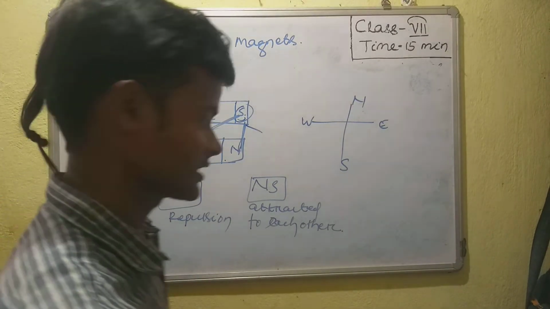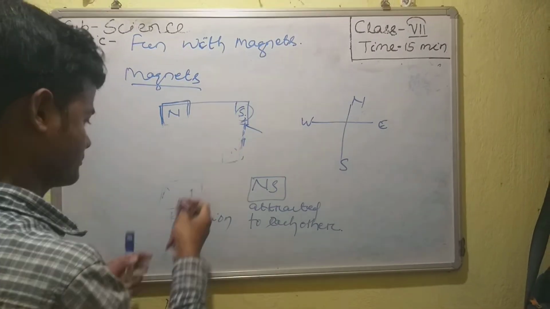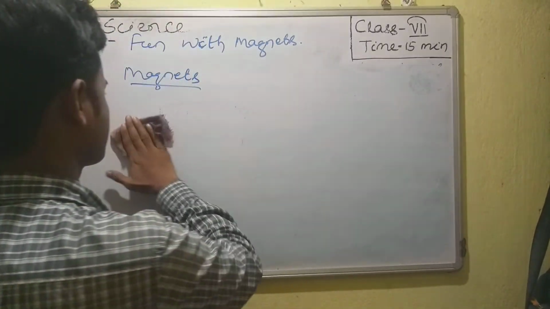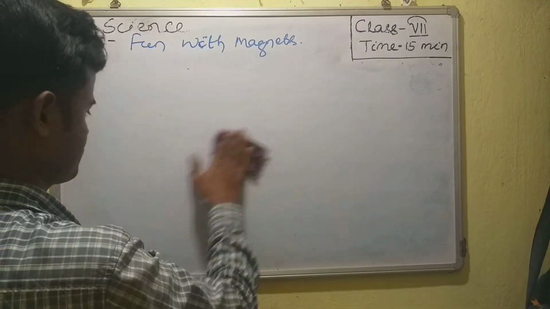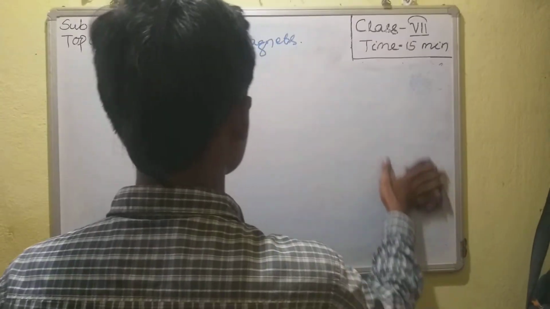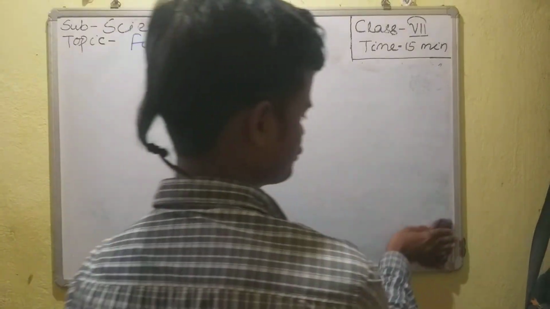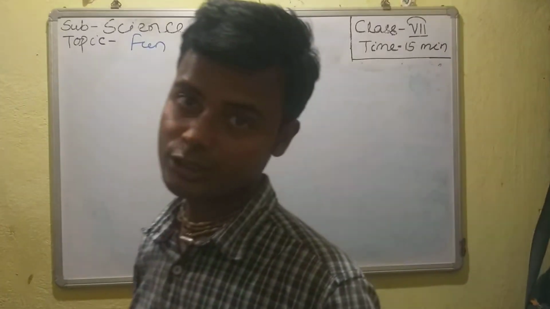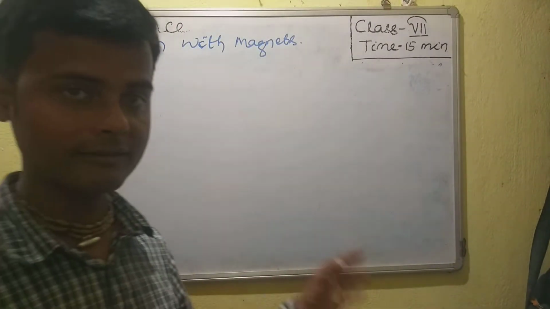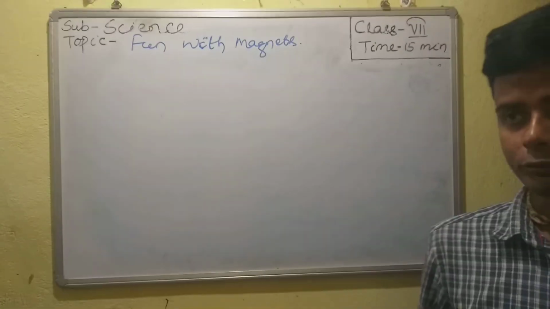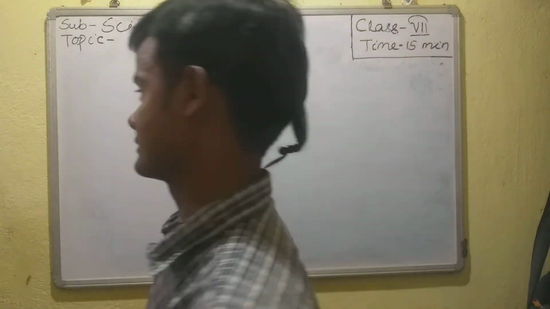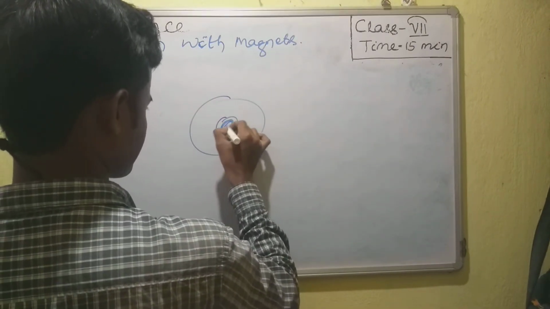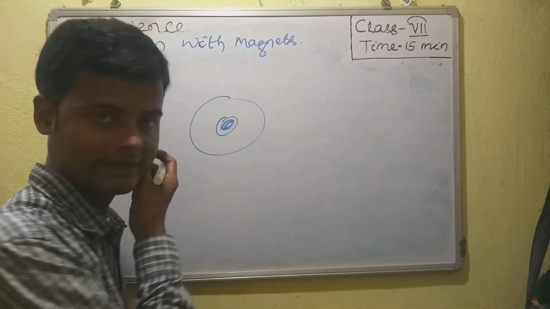And the next one is uses of magnets. Where do you use magnets? You must have seen the speakers we use in televisions and anywhere, in laptops, in radios. There we use magnets. The speaker is like this and behind it there is a magnet, right? We use a magnet there.